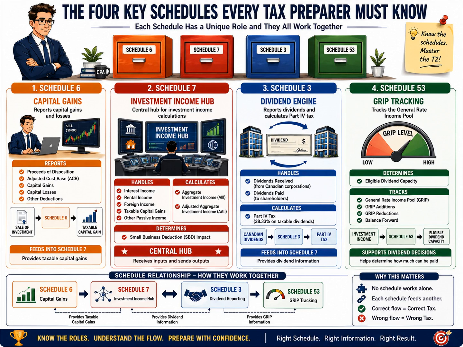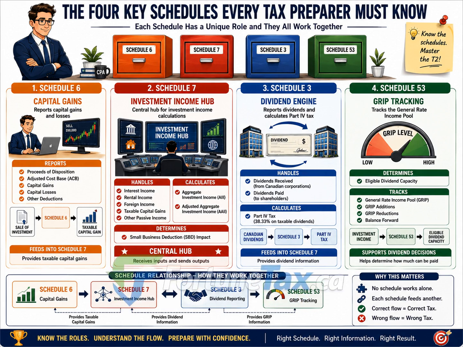Schedule 3 is the dividend engine of the T2 return. Its primary role is to report dividends received and dividends paid. When a corporation receives dividends from another Canadian corporation, those dividends are reported here.